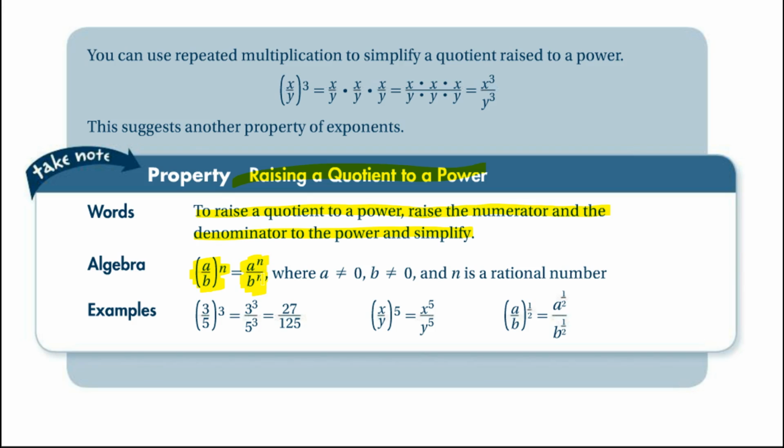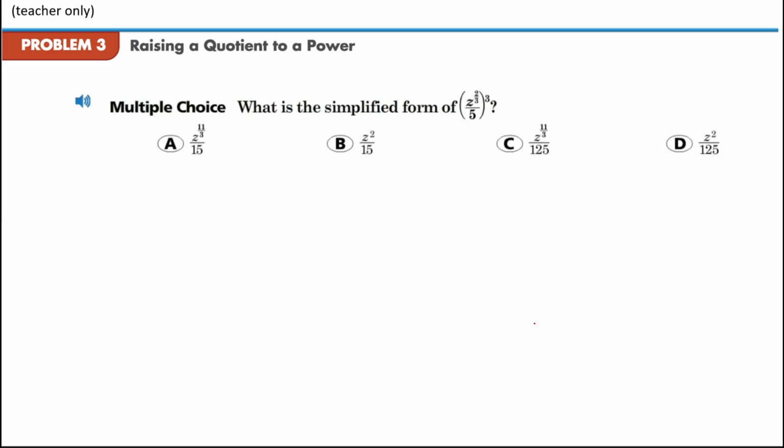3/5 to the third power would be 3 to the third over 5 to the third. You can see they've distributed the 3 to both terms. Same here with the 1/2 to both terms, and then simplified if necessary. So let's go ahead and take a look at an example here.